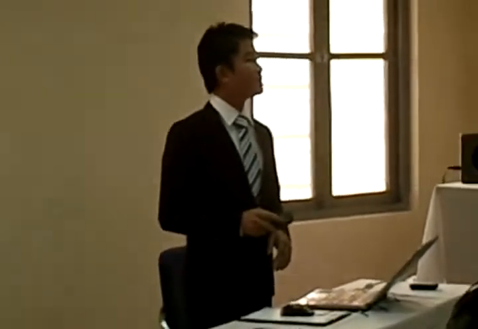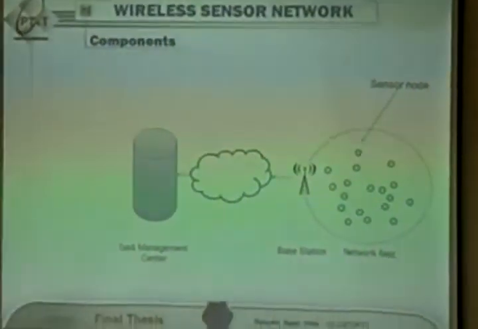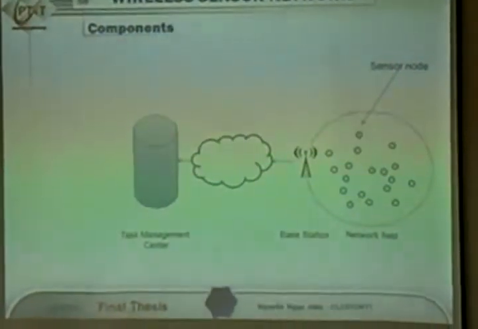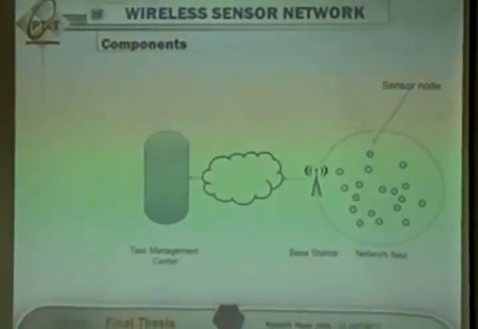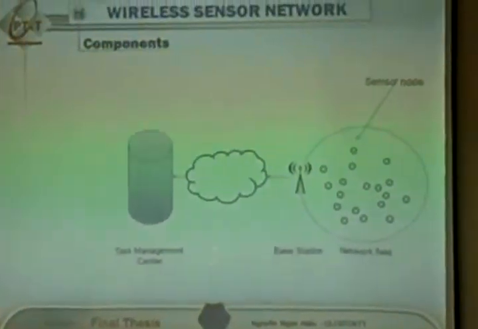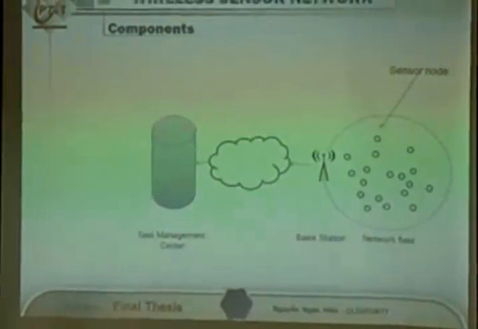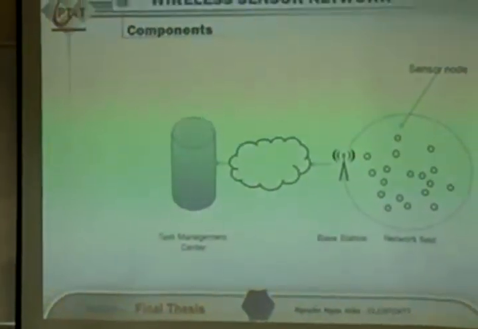We see that we have a network field in which we deploy the sensor nodes. After collecting the data, the sensor node will convert the data into a digital signal and send it to the base station located near the network field. After that, the base station will by some means forward the data to the task management center. This data transmission can be done by internet or satellite.